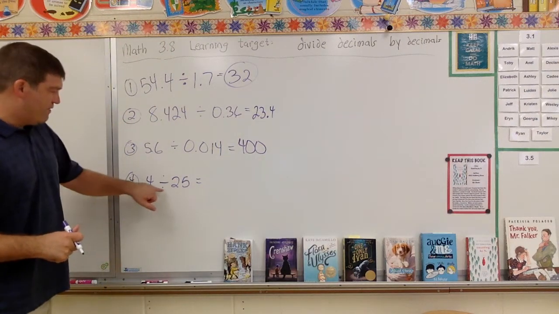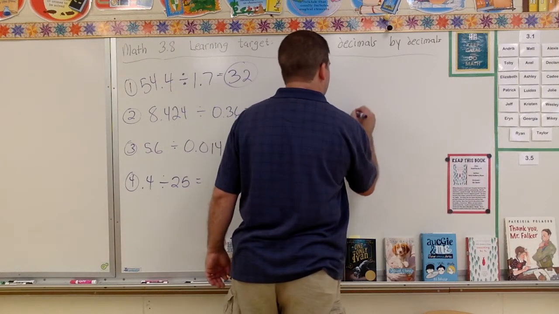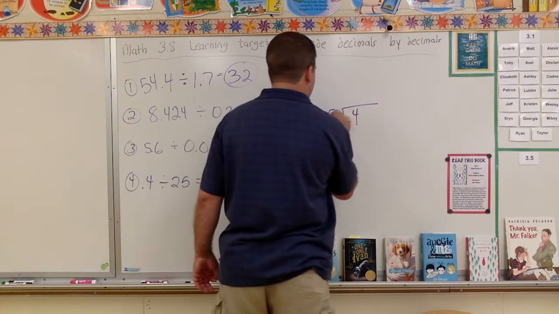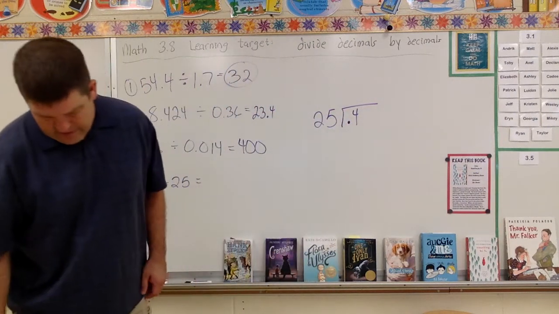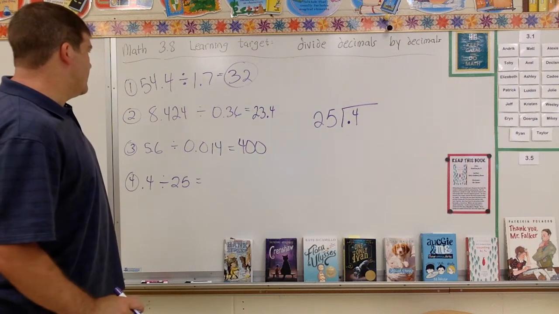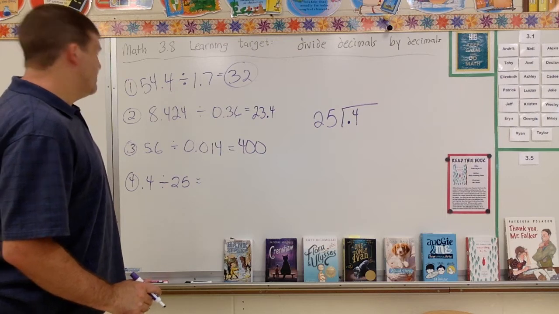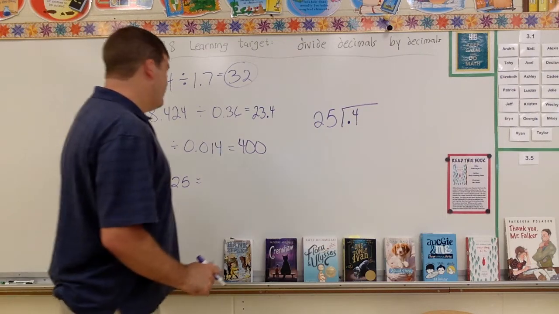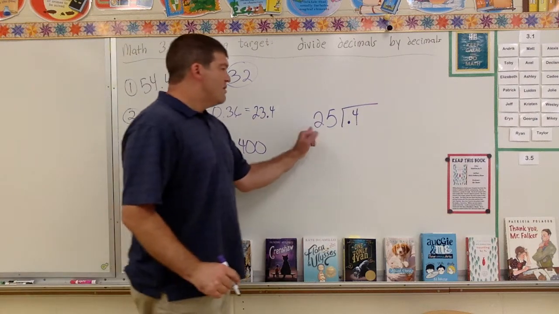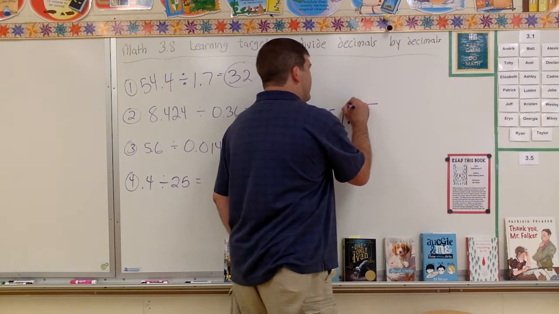So I have 0.4 divided by 25. Okay. 0.4 divided by 25. That's an interesting one, isn't it? And I did it wrong. Oh no, I did it right. 0.4 divided by 25. Okay, so there's no decimals over here, so I don't have to move it over. So I'm going to put that right there. Just go up.